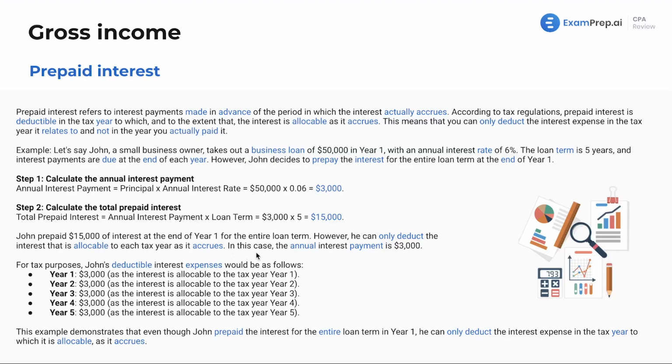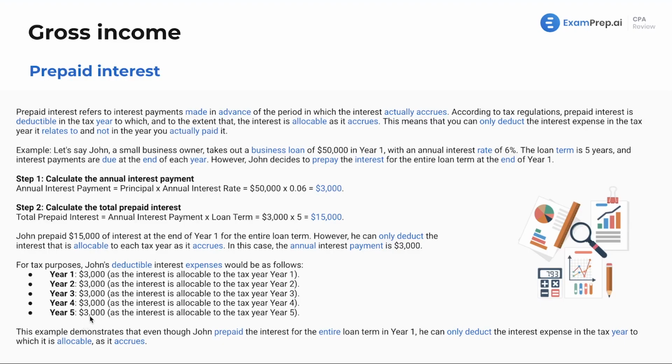In some cases, they take your side, such as not forcing you to include income if you were injured, workers' comp, but in this case, they're limiting you. In this case, the annual interest payment is $3,000. As such, even though cash flowed out the door in year one in the form of a full $15,000, you can only, as John, deduct $3,000 each year.